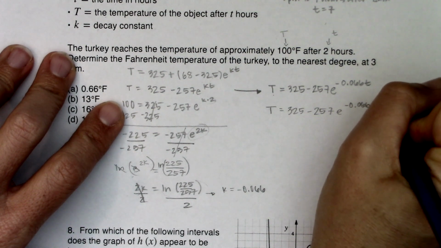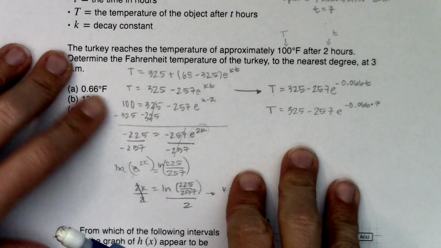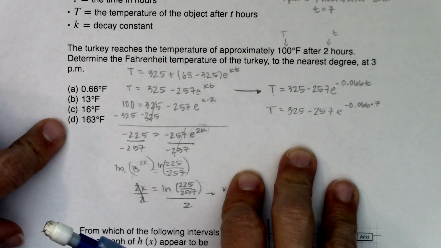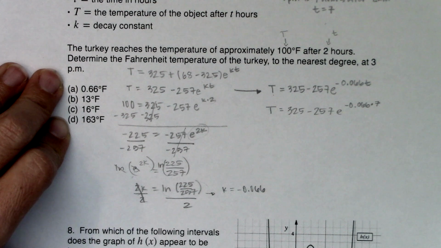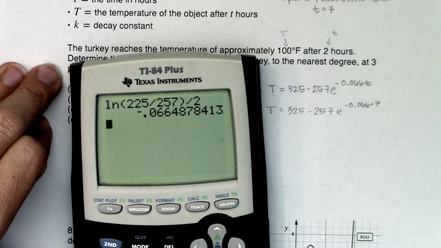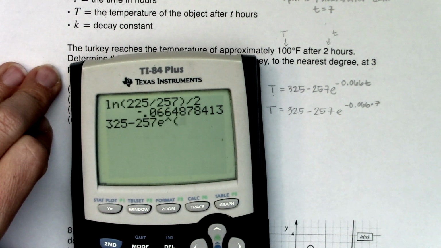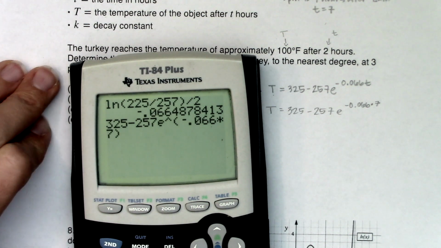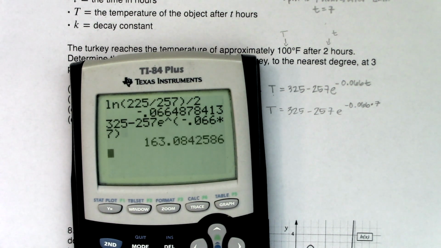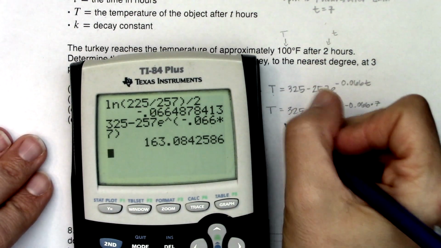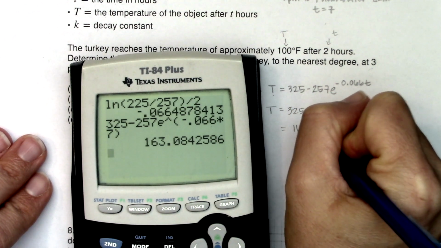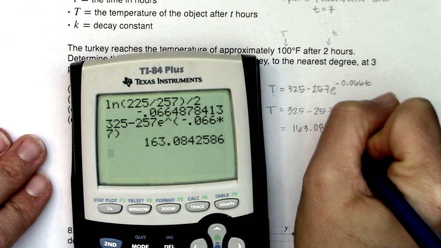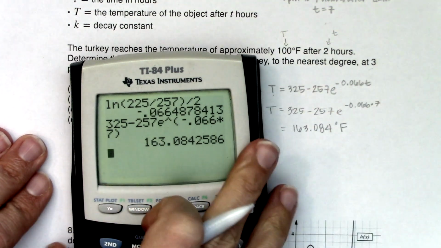So 325 minus 257 e to the negative 0.066 times 7. Keeping in mind, I might have a slight round off error. I'm going to have to see what answer I am closest to. And this is just going to be a plug in my calculator situation. So I'm going to do 325 minus 257 e to the negative 0.066 times 7. And when I crunch this, I'm just going to see what my temperature is. So if I look at that, that's about 163 degrees. And let me write this out. This is 163.084, and the units are degrees Fahrenheit.